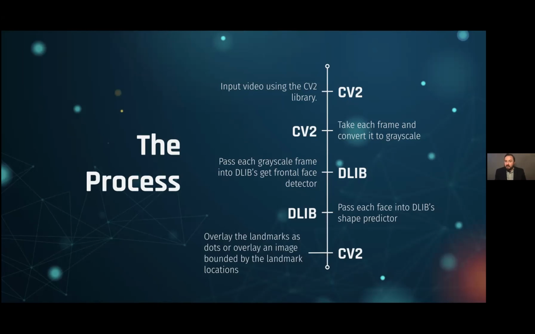Then I pass that into dlib's shape predictor, which I trained using transfer learning on a model that was already pre-trained that I found online, which was a really great resource. And that shape predictor uses a gradient boosted trees method to predict all the landmarks on my face. So once those landmarks are predicted, I can now overlay either just the landmarks or also overlay an image using those landmarks as guidance on the overlay.